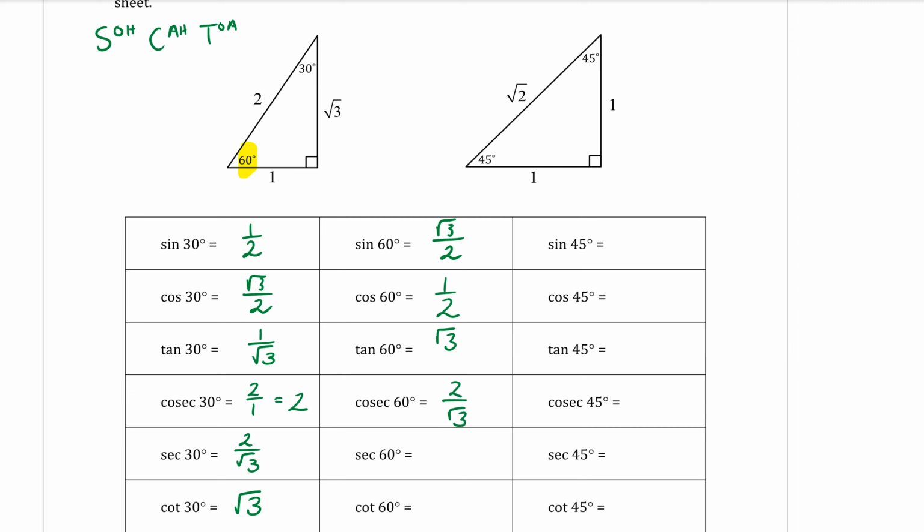What's sec going to be? 2 over 1. Sorry, yep, Jess, good. 2 over 1 or just 2. And cot is the T. Oh, I just wrote that. All right, so I can hear that Jess knows how to do it.